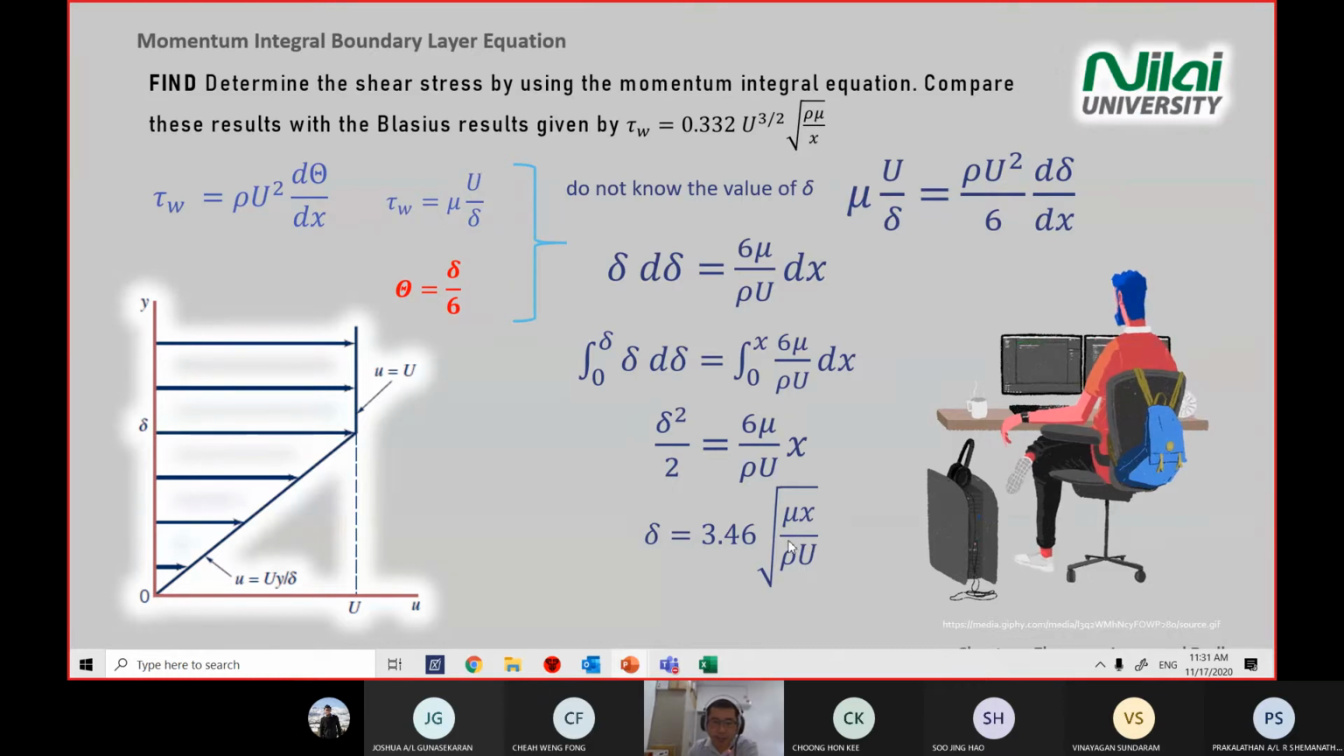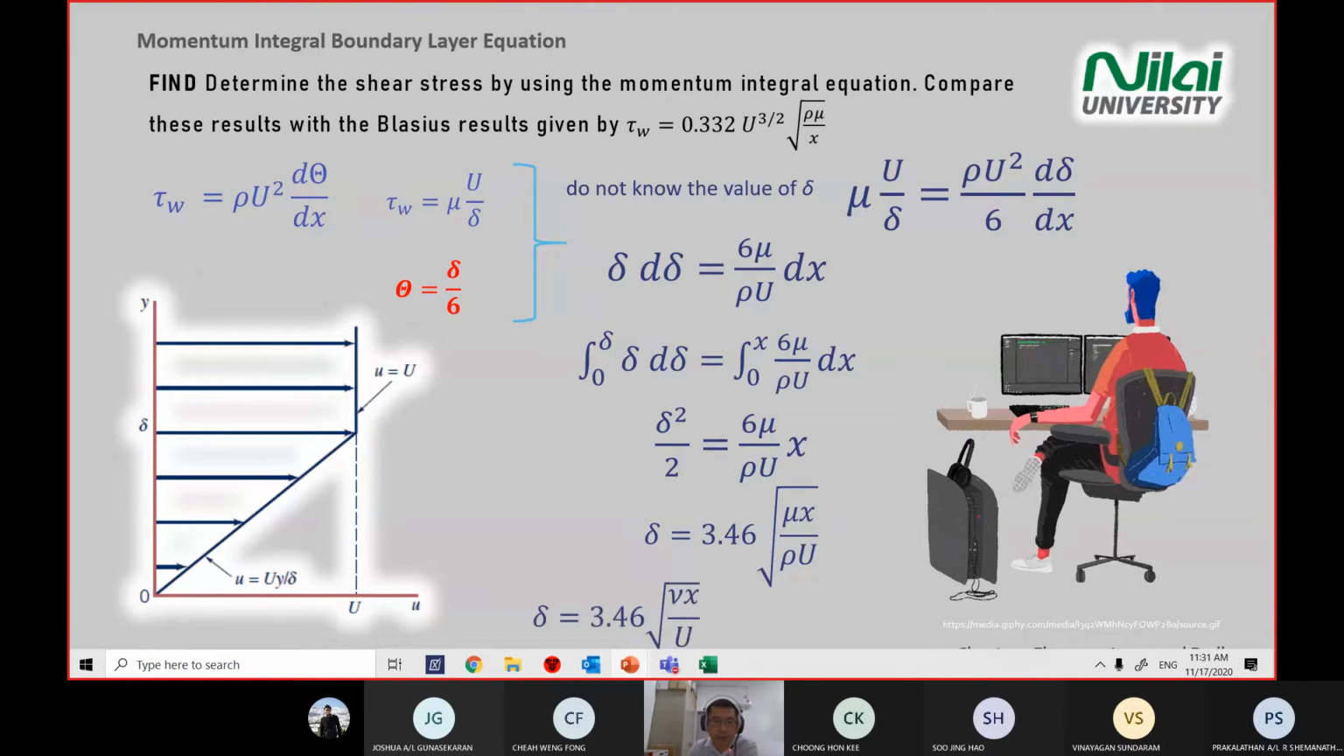So all these terms you put together, and at the end, the thickness you get is 3.46 square root of mu x divided by rho u. Okay, so you can change the dynamic viscosity into kinematic viscosity. Just change the dynamic viscosity into kinematic viscosity.